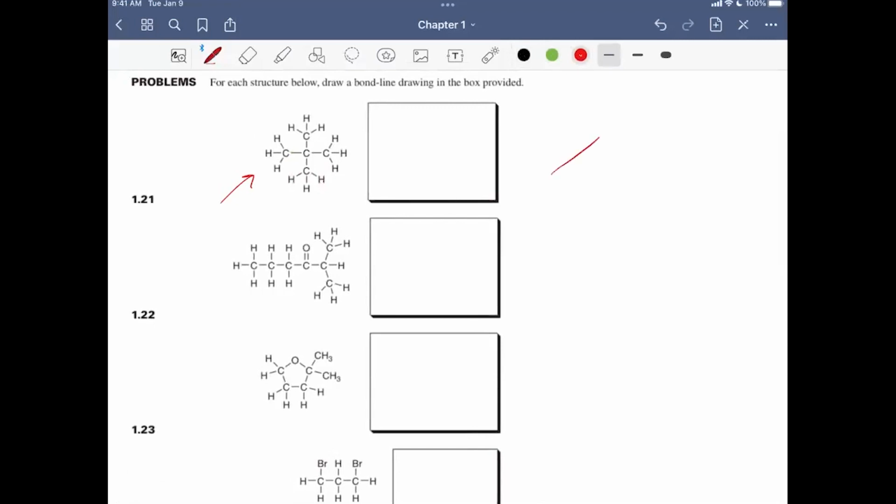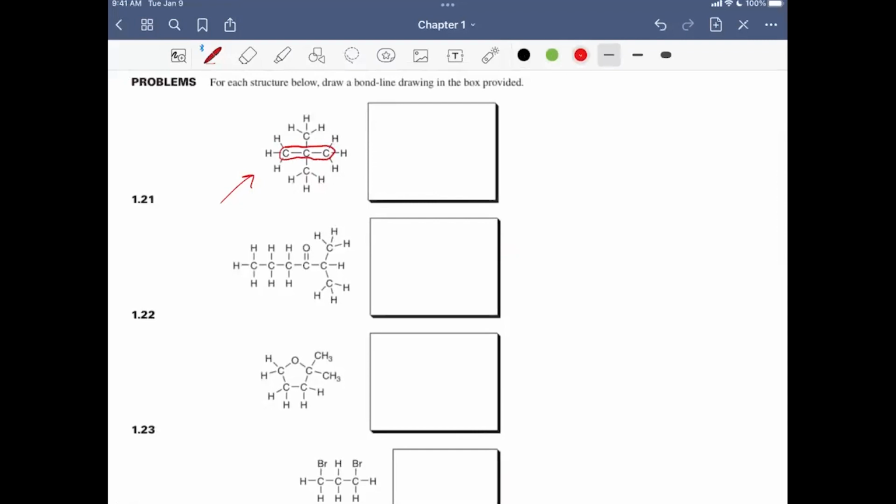So bond lines are, again, these kind of structures, which are in zigzag formats and only show kind of those lines, no carbons or no hydrogens unless they're connected to oxygens or nitrogens or halogens. You don't show those hydrogens if they're connected to carbons. So for this first one, let's look at this chain right here and let's draw that out. What would that look like?